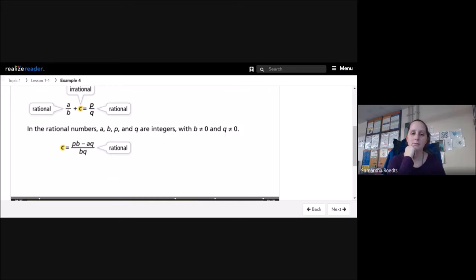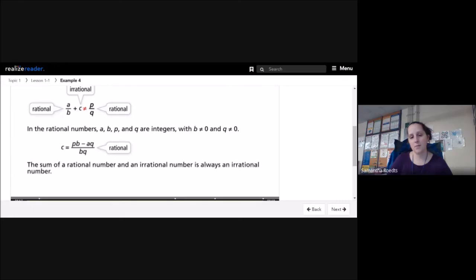But from the given statement, C is an irrational number. But this is a false statement. A number cannot be both rational and irrational. So what went wrong? The mistake was to assume that you could write the sum A divided by B plus C in the form P divided by Q in the first place. Therefore, the other choice, the sum must be irrational, had to be true. The sum of a rational number and an irrational number is always an irrational number.